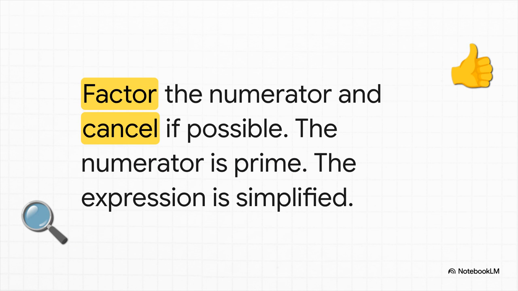And that brings us to the final check. Once the numerator is simplified, you see if it can be factored. If it can, and if it shares a factor with the denominator, now you can cancel. In this case, our numerator is prime. It can't be factored, so that means we're all done. The expression is fully simplified.